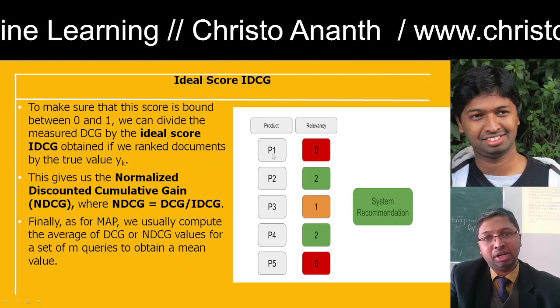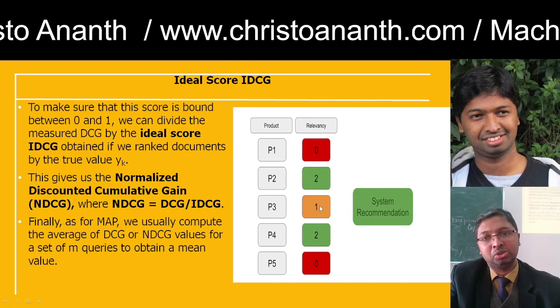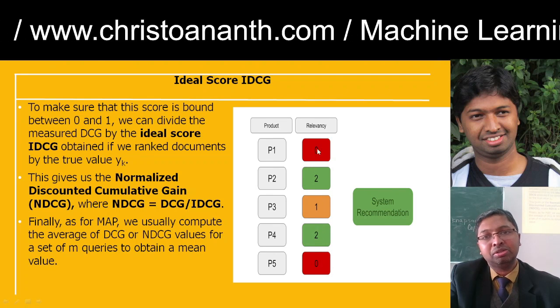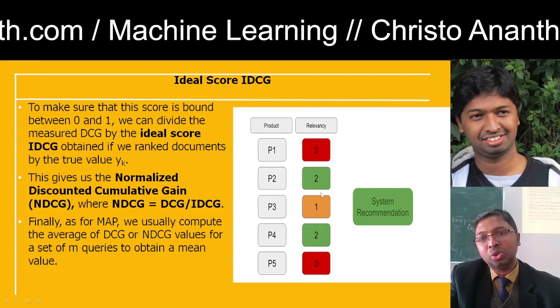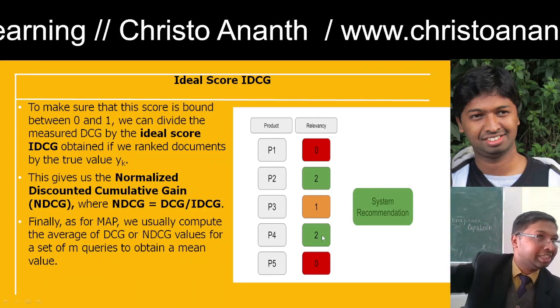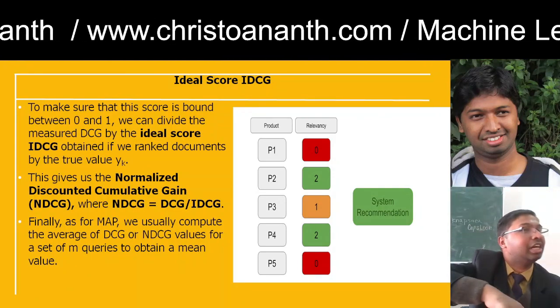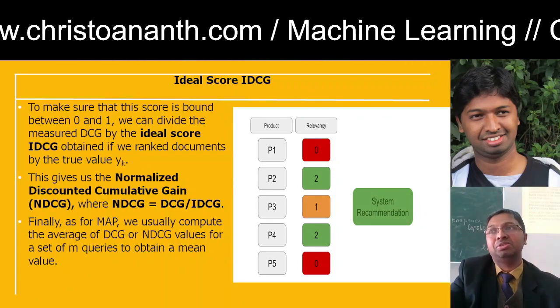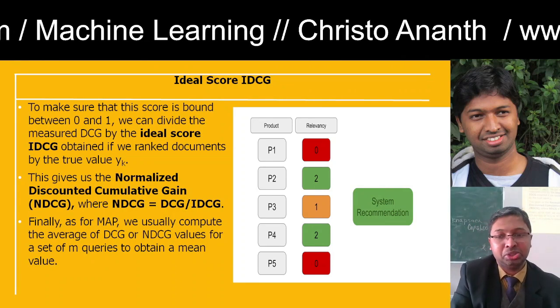From the products P1, P2, P3, P4 and P5, you will have relevancy 0, 2, 1, 2 and 0. So this one 0, this one 1, this is 2. The system will go with recommendation, like in Amazon and all, where it is very much relevant. So it will be showing, okay, this is the relevant product for you, you want to buy it or not.